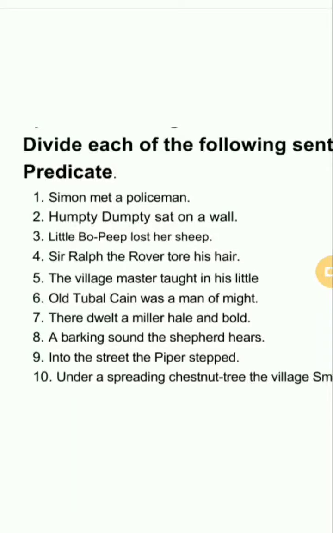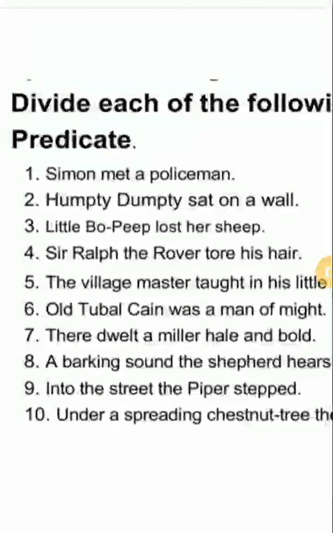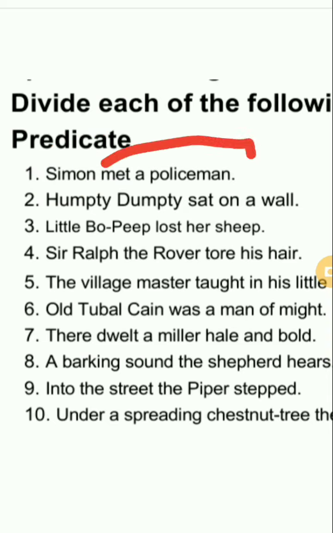So in the first sentence, Simon met a policeman. Here, met is an action verb. So we can easily ask a question, who met a policeman? The answer is Simon. So we can easily say that Simon is the subject of the sentence. The rest of the part, where we are getting information about the subject, is our predicate. So from met to policeman is our predicate.